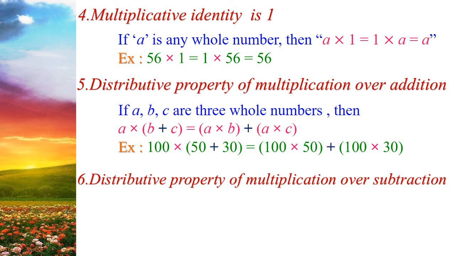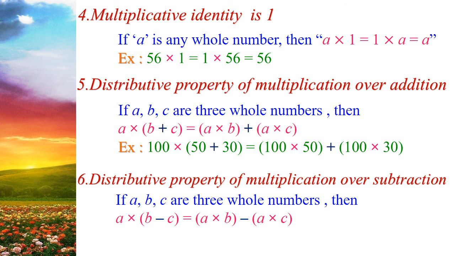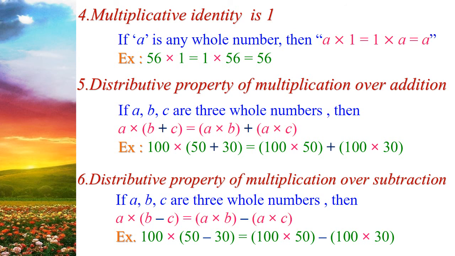Next one, the distributive property of multiplication over subtraction. If A, B, C are three whole numbers, then A into (B minus C) equal to A into B minus A into C. For example, 100 into (50 minus 30) equal to 100 into 50 minus 100 into 30.